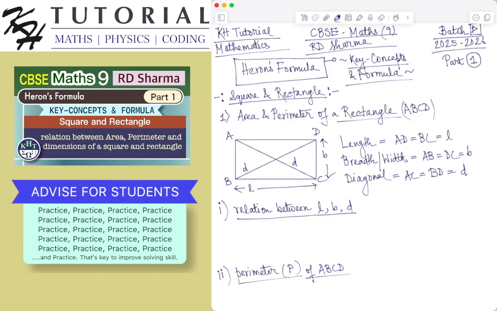Okay, so first the rectangle. Let's say, as you can see in the figure, I have a rectangle ABCD. The length of the rectangle ABCD are BC and AD, which is equal to L. The breadth or width of the rectangle is AB and DC, which is equal to small b. And the diagonals of a rectangle are equal, that is AC and BD are the diagonals and they are of equal length. Let's say the length of the diagonal is small d.